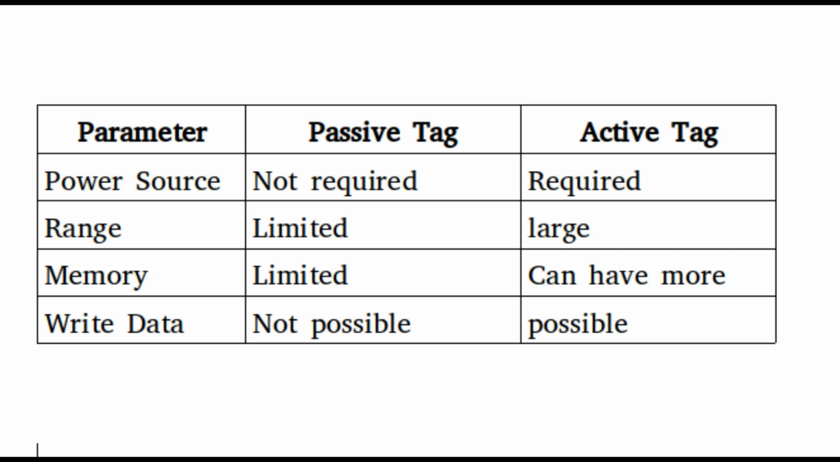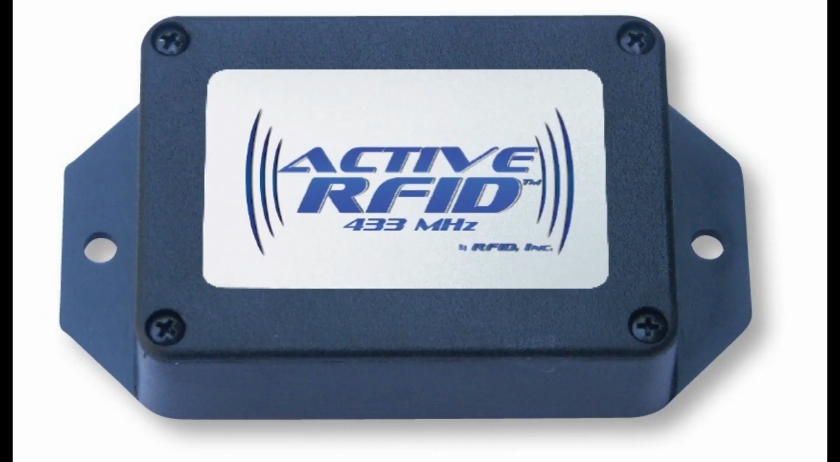Write data. In a passive tag, generally one may not be able to write any data, but maybe a very small amount of data. But in an active tag, one can write any amount of data, and for any number of times.